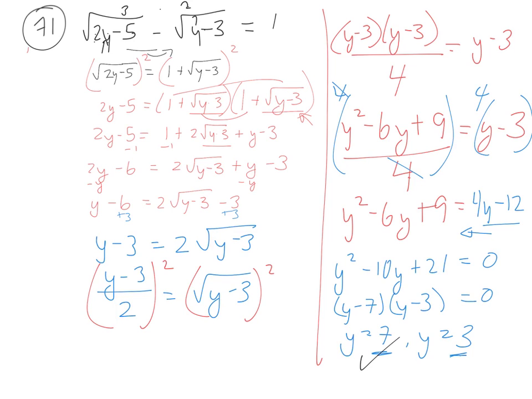Then try plugging a 3 in. So 2 times 3 is 6, 6 minus 5 is 1, square root of 1 is 1. And then 3 minus 3 is 0, square root of 0 is 0, and 1 minus 0 is still 1. Yeah, so that one works too. All right, hopefully that helps with that question.